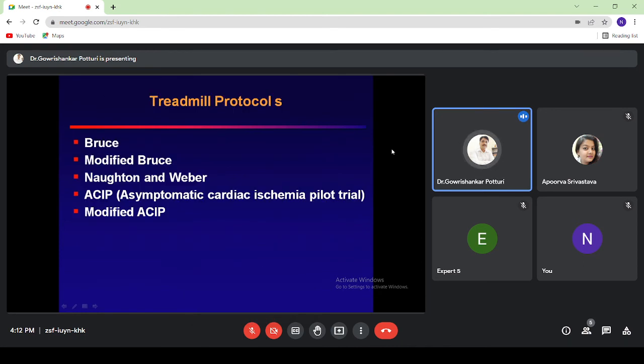Treadmill protocol, we use the Bruce protocol. Mostly we use the Bruce protocol, very commonly used, or the modified Bruce protocol. Also Naughton and Weber, asymptomatic cardiac ischemia pilot trial ASIP and modified ASIP.